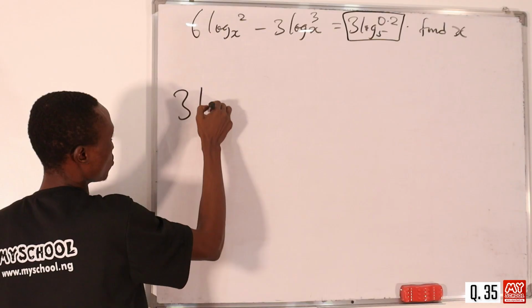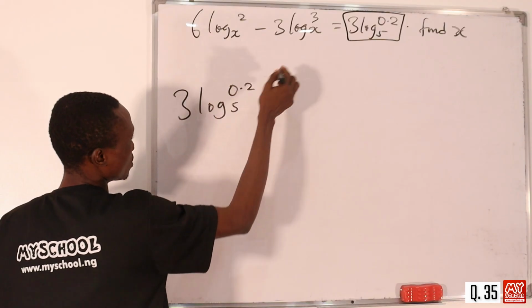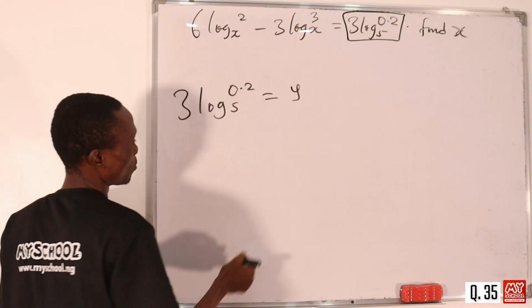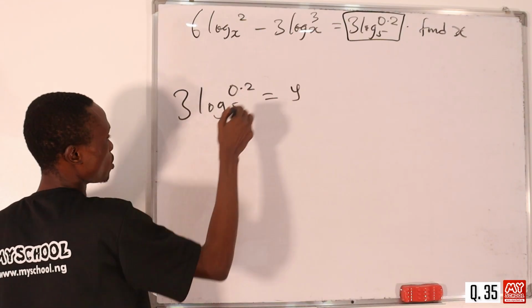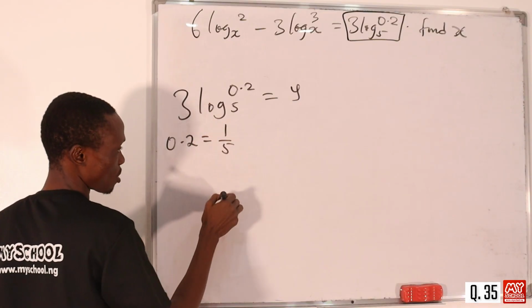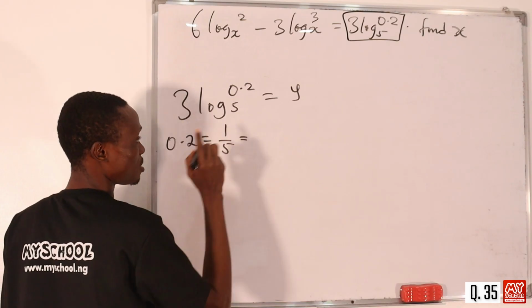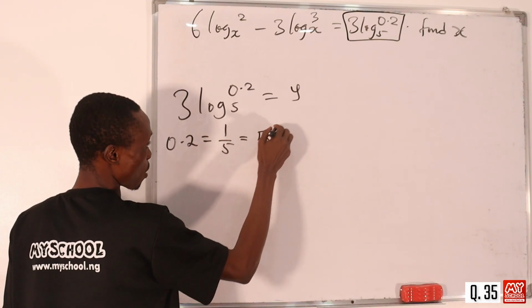So 3 log 0.2 base 5. Let it be equals to y. But remember that 0.2 is also equals to 1/5. And according to the law of indices, 1 over 5 is the same as 5 raised to power minus 1.